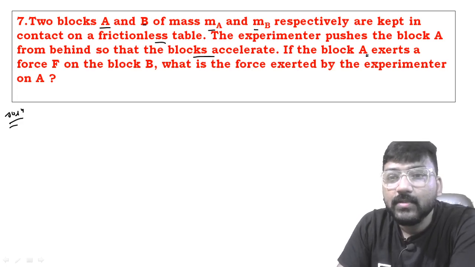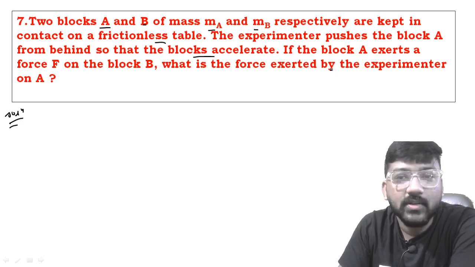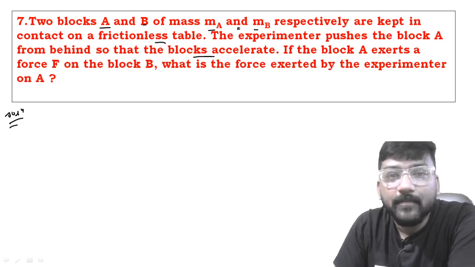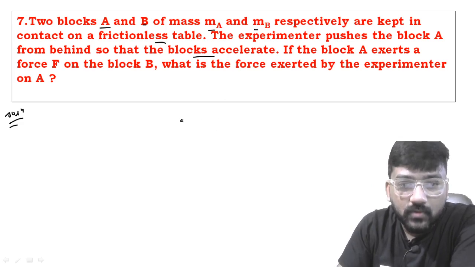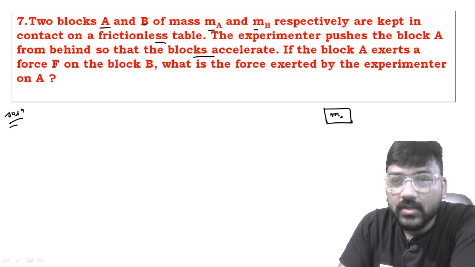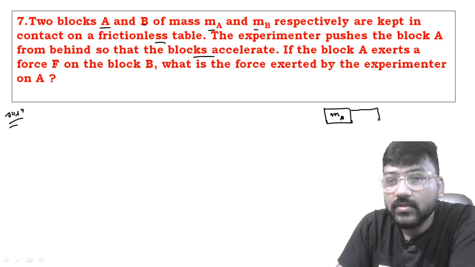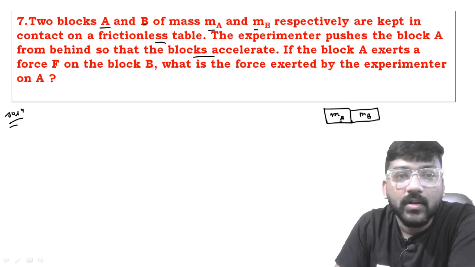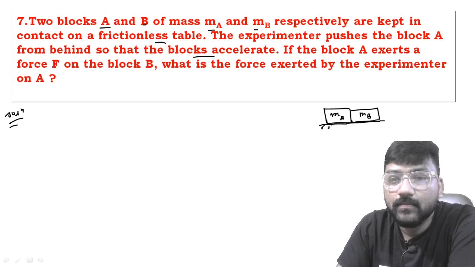Okay, if the block A exerts a force F on the block B, what is the force exerted by the experimenter on A? So first, let us draw the diagram. MA and MB are the two blocks. Suppose this is block A, of mass MA, and kept in contact. Another block, suppose this is block B, mass MB, and they are on a frictionless table. So this is just a frictionless surface.